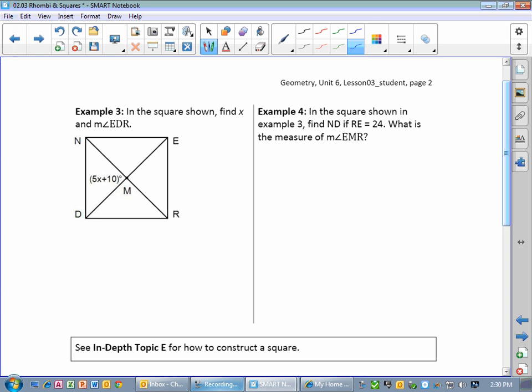So two questions in one picture here. Which angle is labeled here? NMD. What do we know about NMD? It's 5x plus 10, but what else is it? It's a right angle. So we can write an equation. We have two quantities that represent the same thing. So 5x plus 10 equals 90. We subtract 10 on both sides. We get 5x equals 80. Divide by 5.